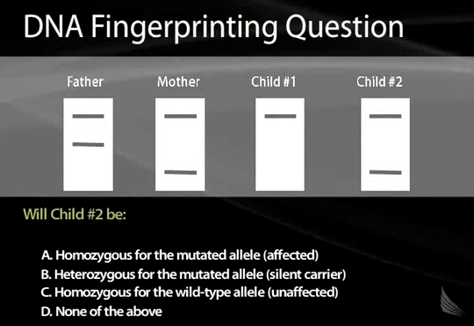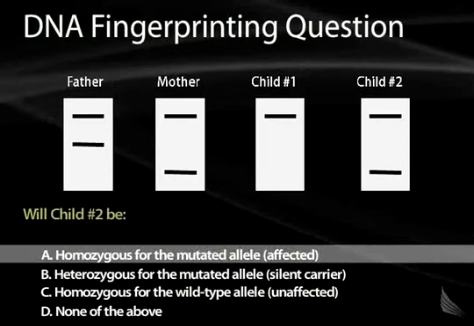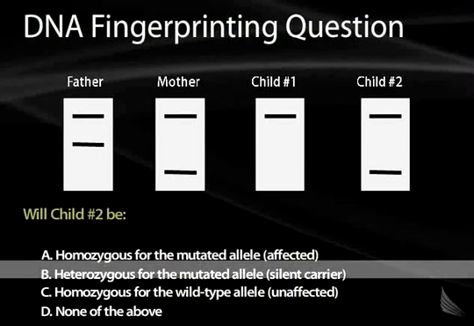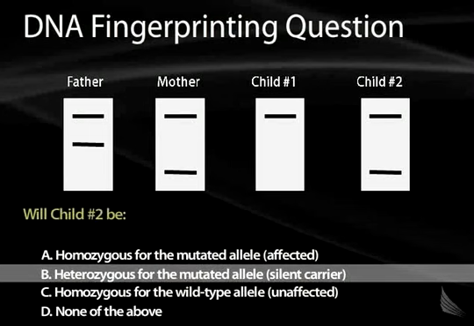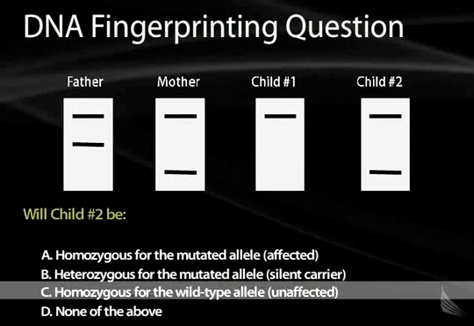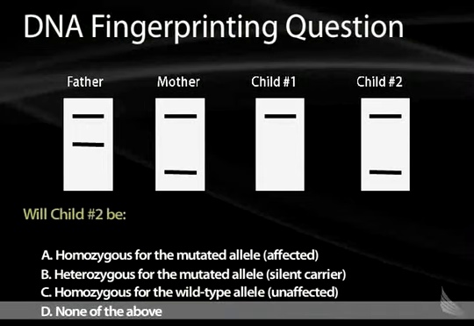So the question is, will child number 2 be A, homozygous for the mutated allele, in which case he would be affected with Hurler syndrome, B, heterozygous for the mutated allele, in which he would be a silent carrier, or C, homozygous for the wild type or unaffected allele, in which he would have no disease either, or D, none of the above.